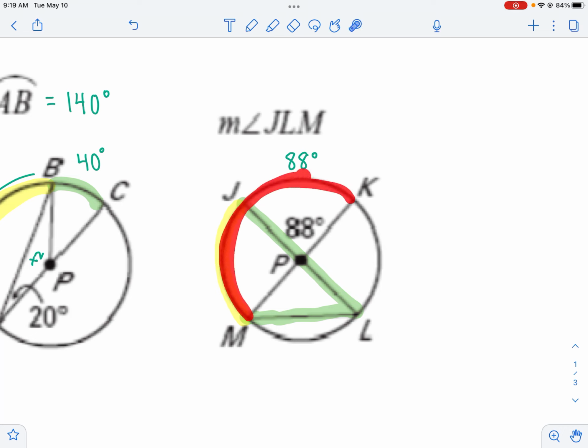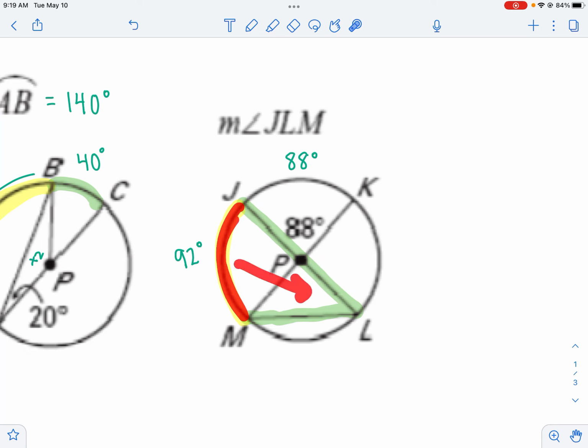Well, then I'm noticing, once again, I have another semicircle. So think about it. If this piece is 88, and I have a semicircle which adds up to 180, well, I can find this yellow arc right here because the central angle 88 is the same as 88. 180 minus 88 makes that piece 92.